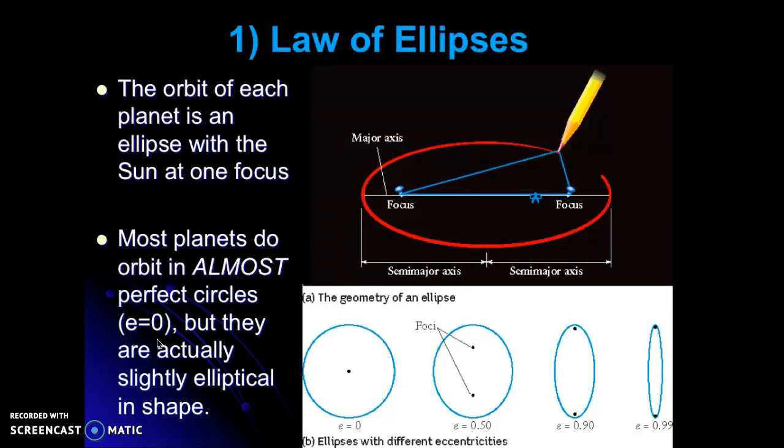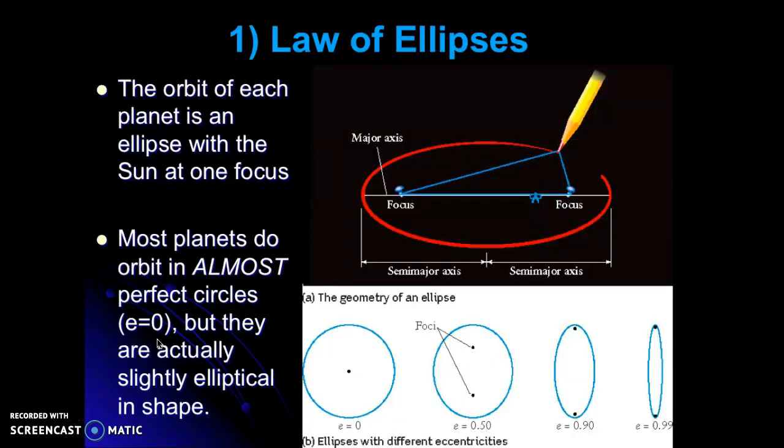So all of the planets orbit the sun in elliptical orbits. Some get very, very close to being a perfect circle. But the Earth does not orbit the sun in a perfect circle, but close. So a perfect circle would be having what we call an eccentricity of 0. So eccentricity is the way that we talk about how elliptical an orbit is. So an eccentricity that is very close to 1 means the orbit is very elliptical. An eccentricity that is 0 means the orbit is a perfect circle.